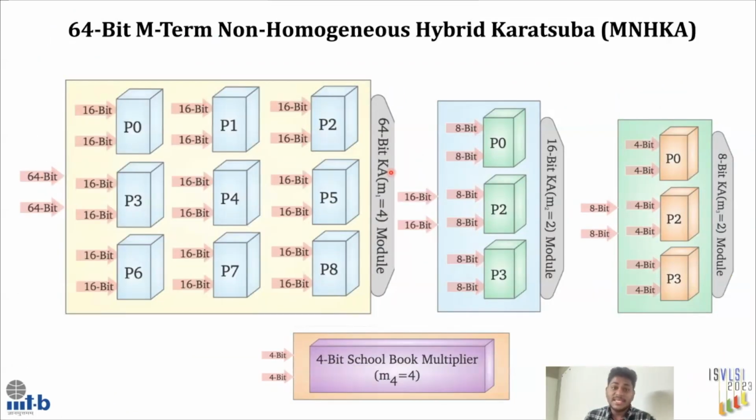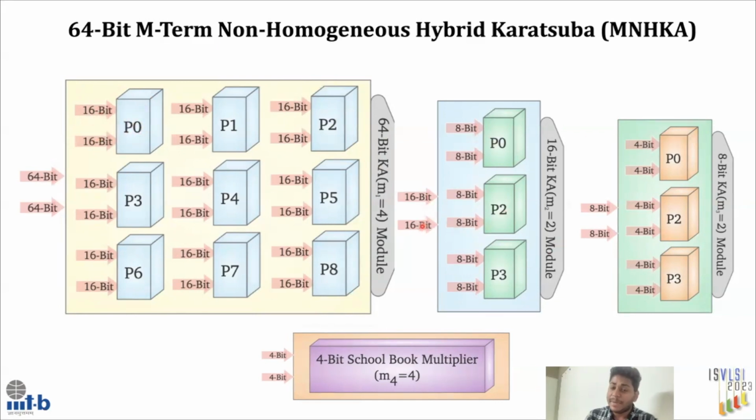This slide showcases the optimal implementation of MNHKA for 64-bit. It is for the sequence 4224. It takes two 64-bit inputs. Since it is a 4-term, we will divide this 64-bit into 4 equal parts, each of 16-bit. And the 4-term multiplier will contain 9 sub-multipliers. Each sub-multiplier will take two 16-bit inputs. If we expand this P0, it will become like this.